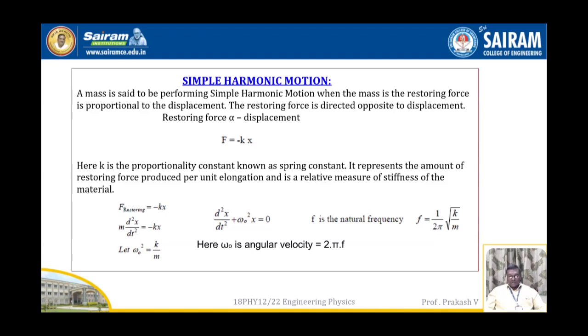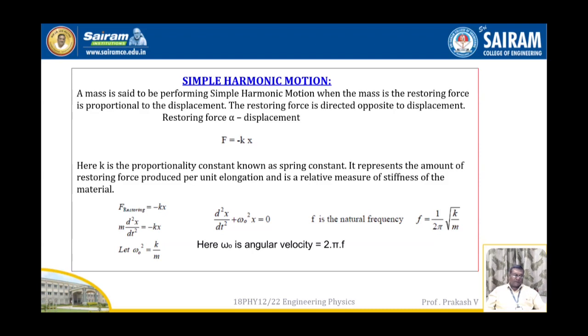The force constant represents the amount of restoring force produced per unit elongation and is a relative measure of the stiffness of the material. So again we can write the restoring force F is equal to minus K into X, and according to Newton's law, the force can be written as mass into acceleration. So m into d square x by dt square is equal to minus kx.